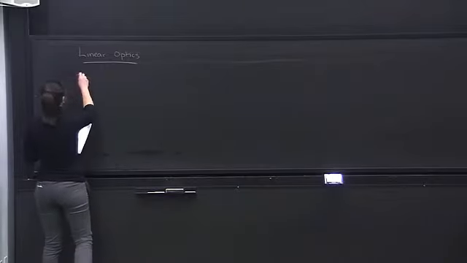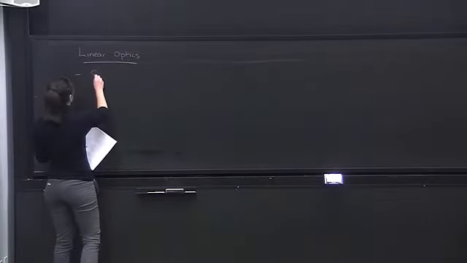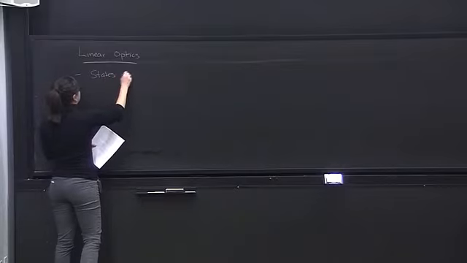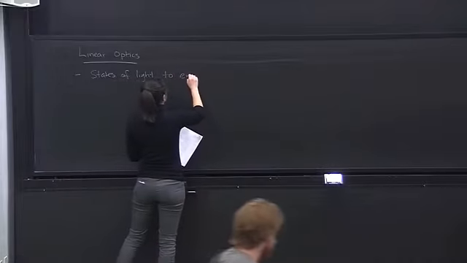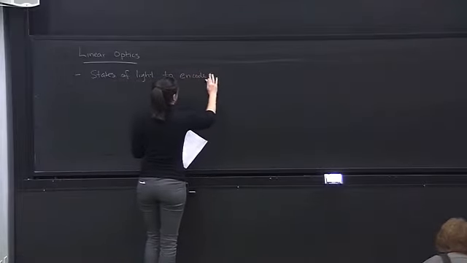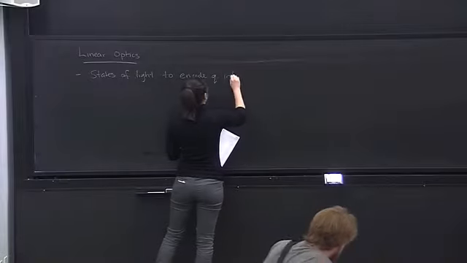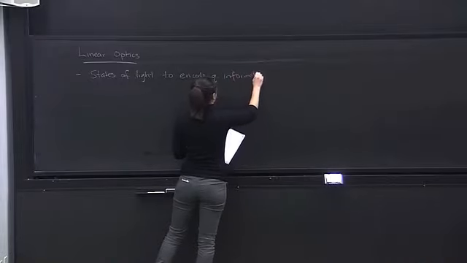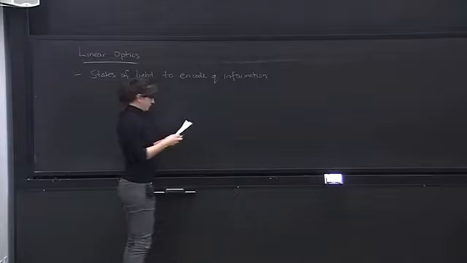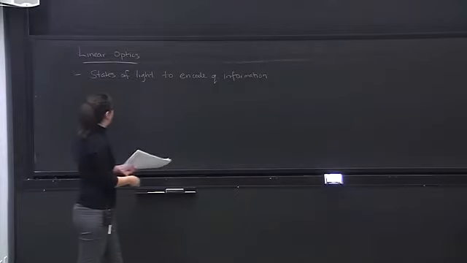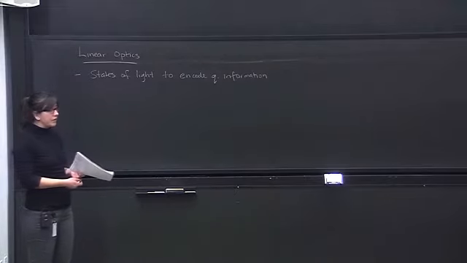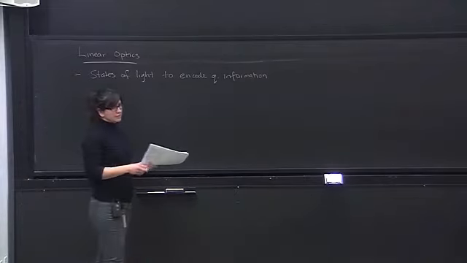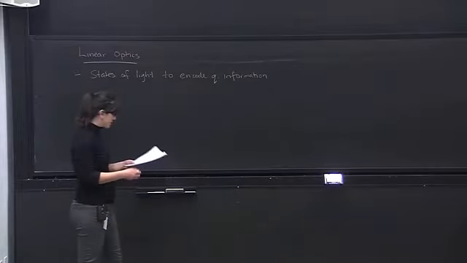So as I mentioned, in optical quantum computing, we use states of light to encode our information. For the most part, I'm going to just focus on single photon linear optical quantum computing. But when I finish with that, I'll briefly touch on continuous variable quantum computing as well.